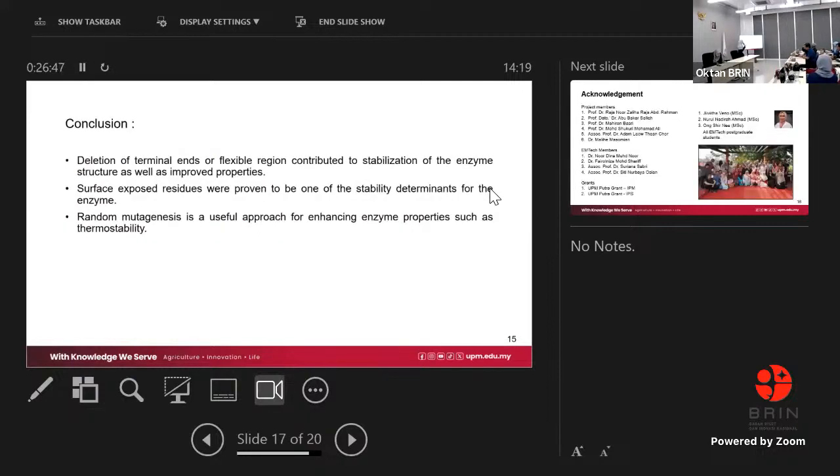Okay, so the conclusion for the three engineering studies. The first one, on the deletion of the terminal ends or the flexible region, contributes to stabilization of the enzyme structure as well as improved properties. For the site-directed mutagenesis, where we mutate the surface exposed residues, we proved that even if the residue is on the surface, it is also important for enzyme stability. And lastly, for random mutagenesis, we concluded that it is a very useful approach to enhance enzyme properties without knowledge of the enzyme structure.